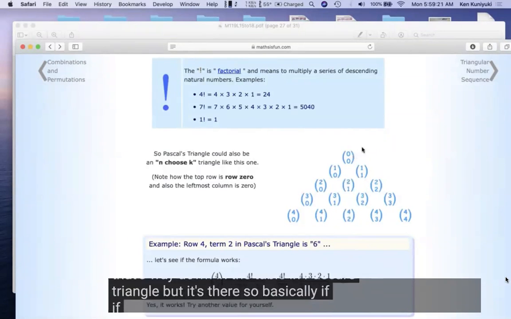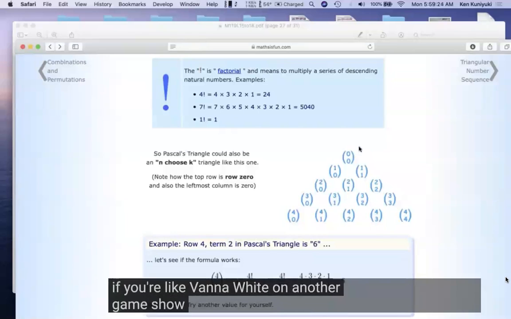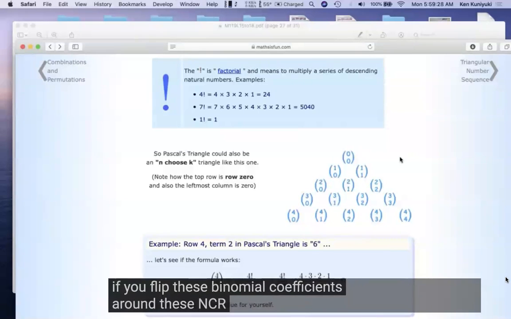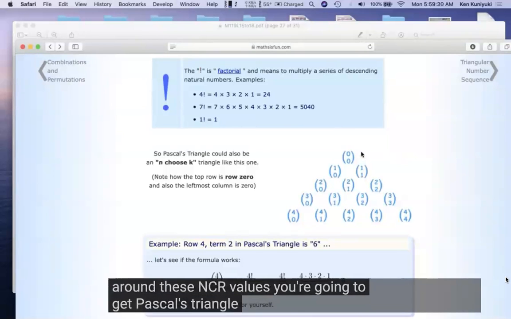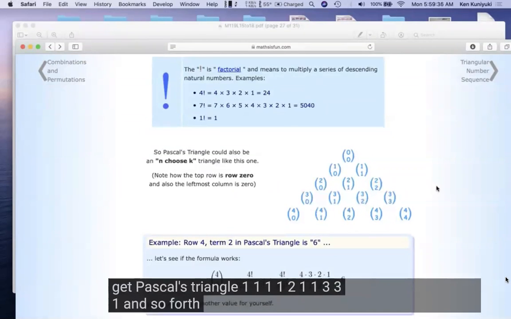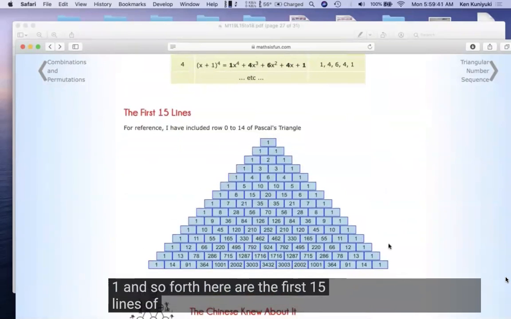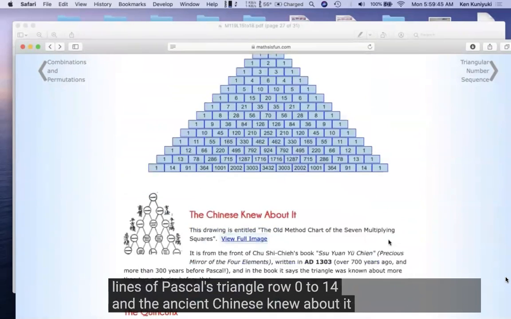So basically, if you're like Vanna White on another game show, if you flip these binomial coefficients around, these NCR values, you're going to get Pascal's triangle. 1, 1, 1, 1, 2, 1, 1, 3, 3, 1, and so forth. Here are the first 15 lines of Pascal's triangle, rows 0 to 14, and the ancient Chinese knew about it.